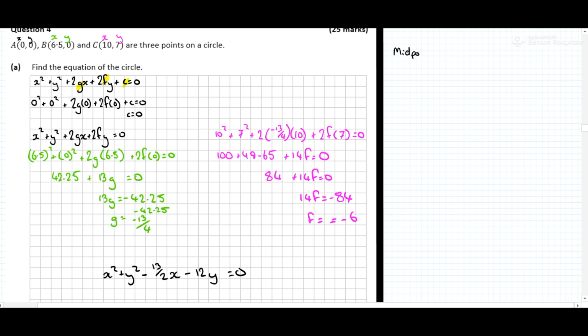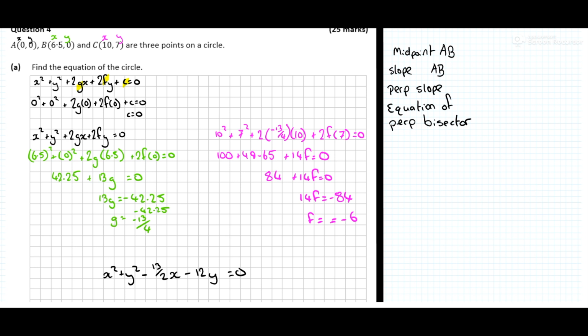Okay, so midpoint of AB, slope of AB, perp slope, equation of perp bisector. These are all things you need to go and do.